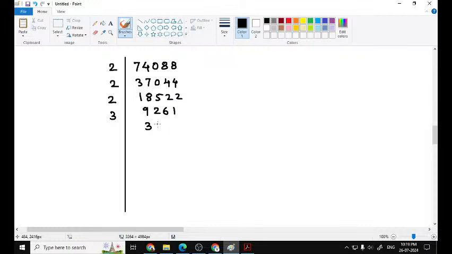Then 3087, 1029, 343. 3 threes are 9, 7 threes are 21. This is 7 cube.